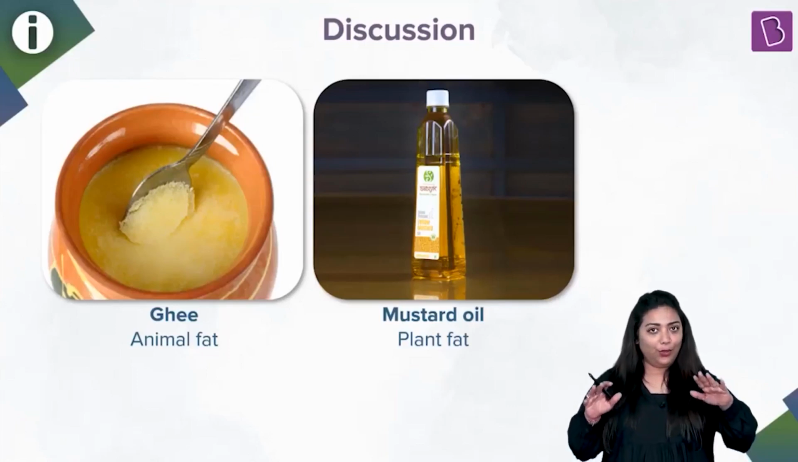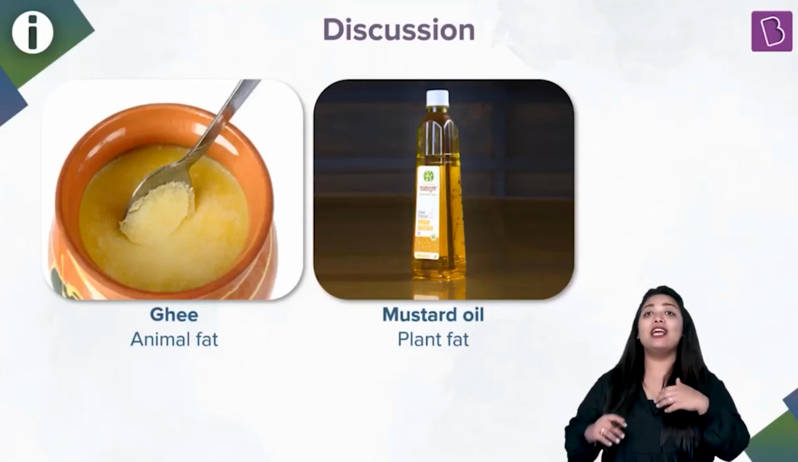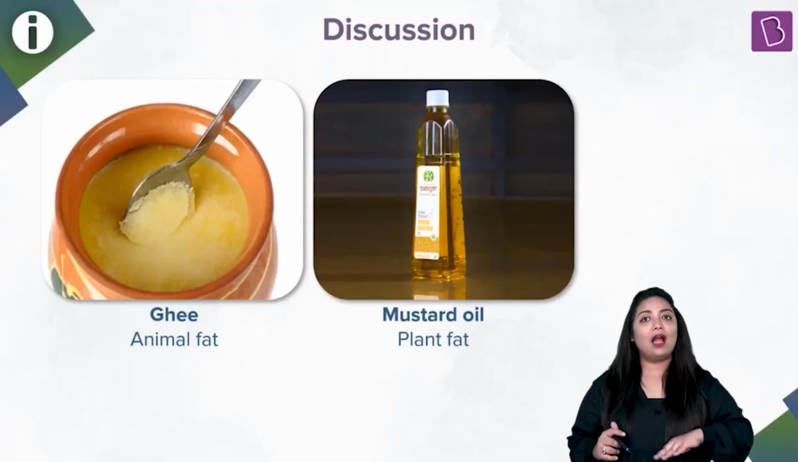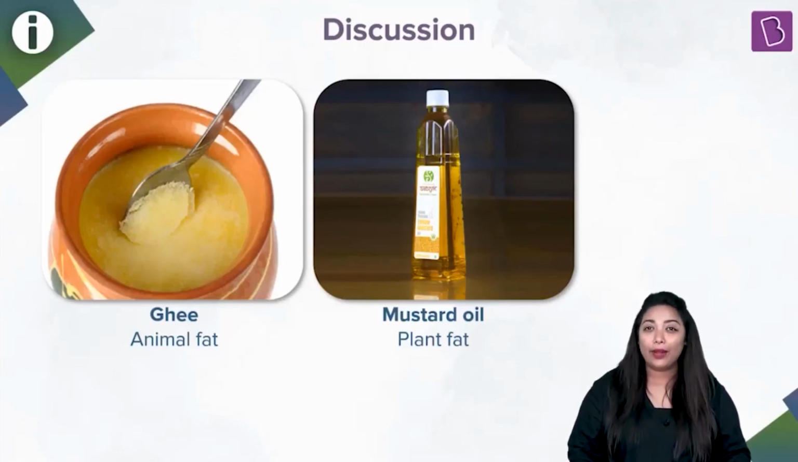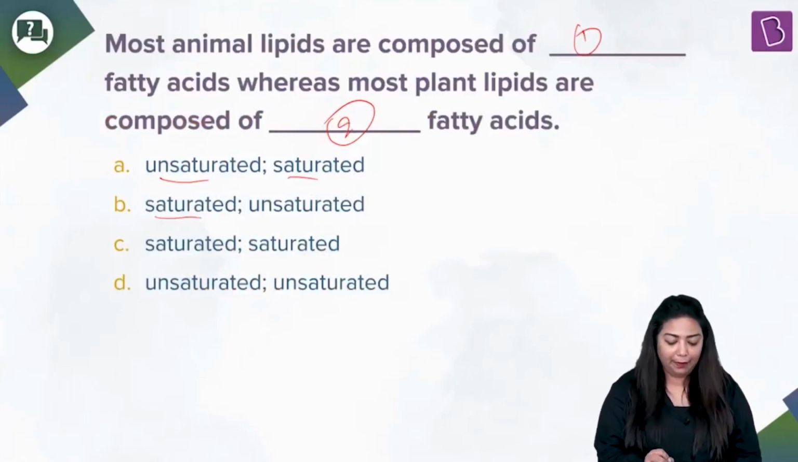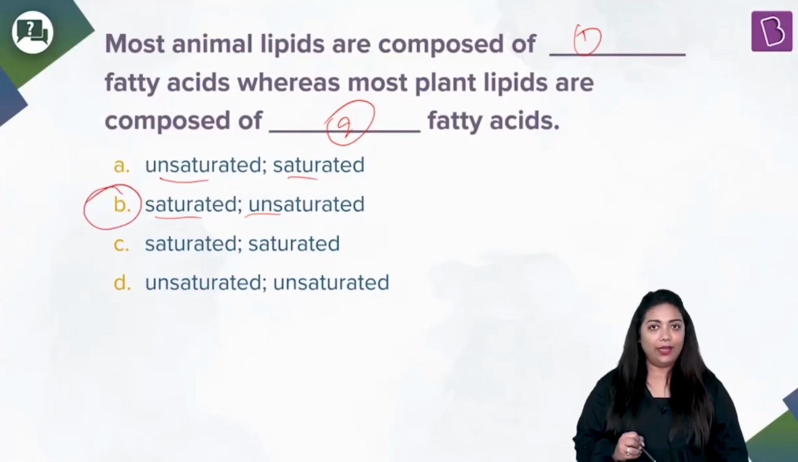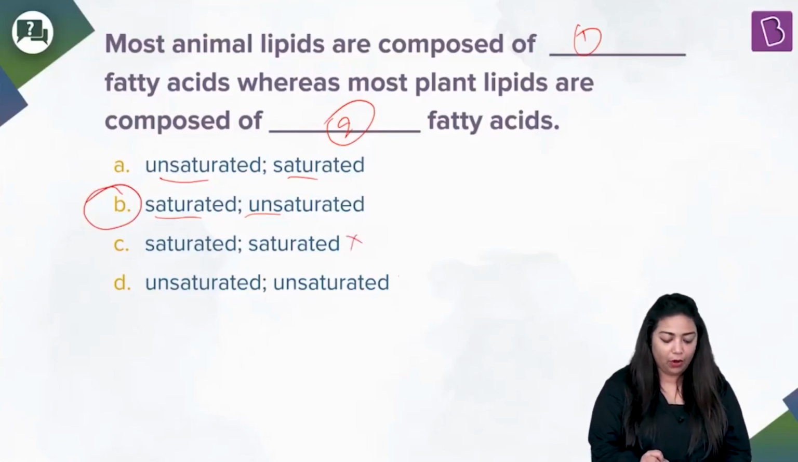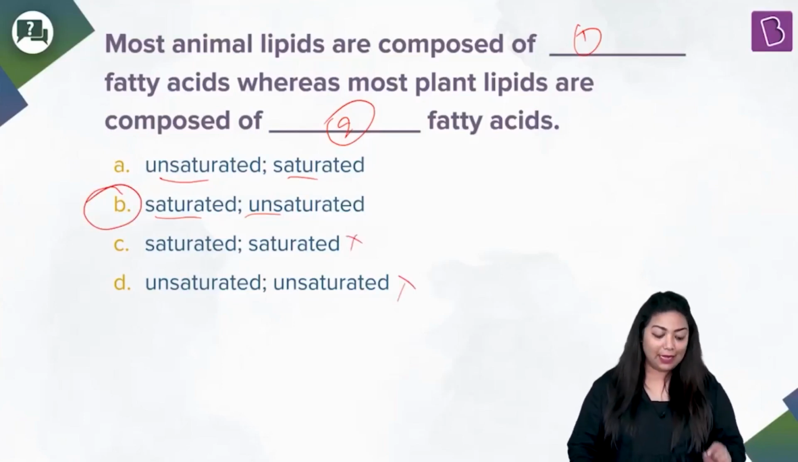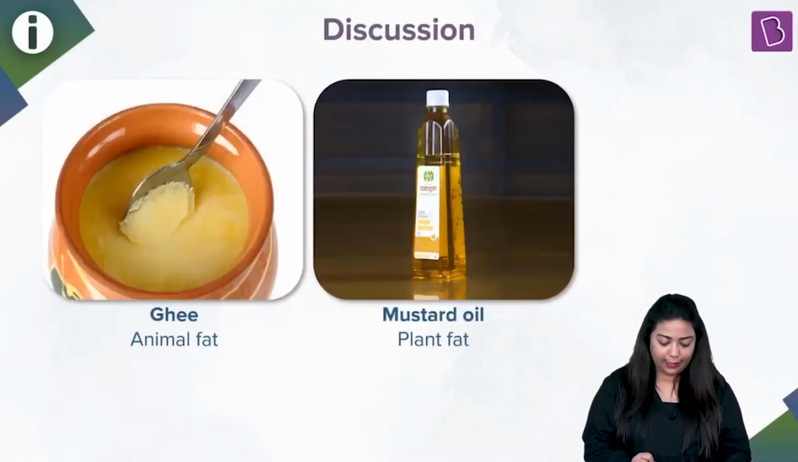So, what you get to see is animal fats, they are solid at room temperature because they are saturated. Plant lipids are not solid at room temperature, they are liquid because they are unsaturated, okay? So, what is your answer here, children? Animal lipids are composed of saturated fatty acids because they are solid, and plant lipids are composed of unsaturated fatty acids. So, what is your answer? B. Okay, they are not the same. So, definitely not the same. Animal fats are saturated and plant lipids are unsaturated. They are liquid at room temperature.